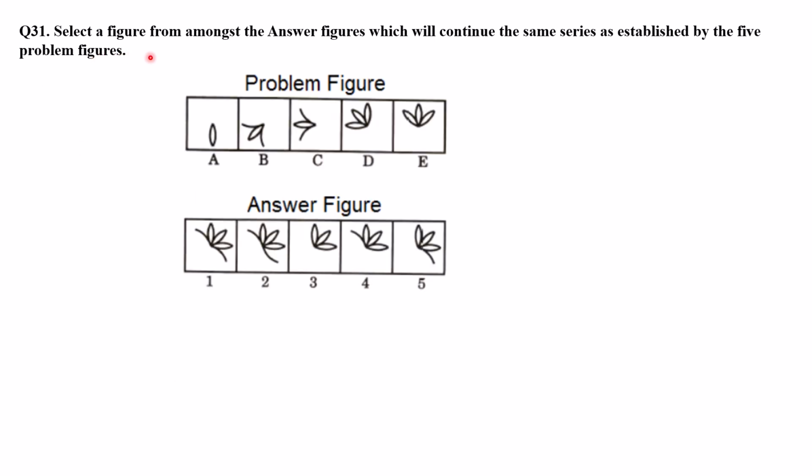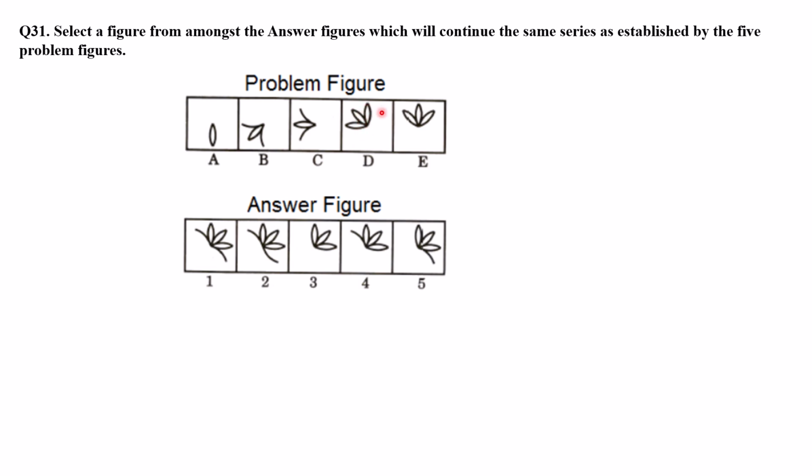Question 31. Select a figure from amongst the answer figures which will continue the same series as established by the 5 problem figures. So in A and B options, you see there is an increase of 2 lines. Okay. In the C option, the number of lines is the same, only the direction is changing, isn't it? It is going in a clockwise direction. Now next the direction will also change and then 2 more lines are coming up and you can get the 3 petals of the flower, isn't it?